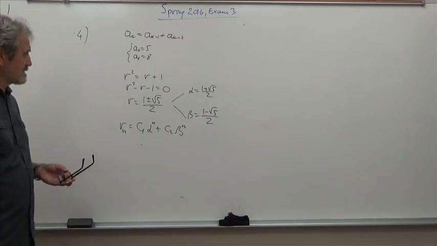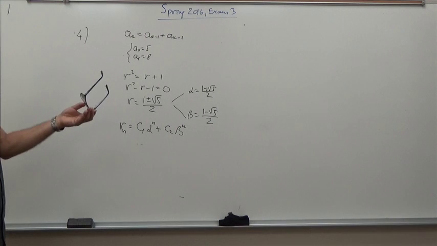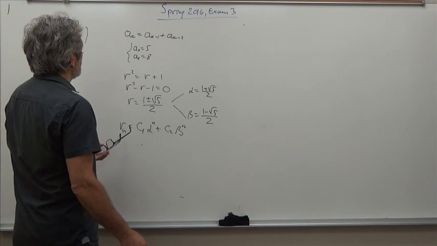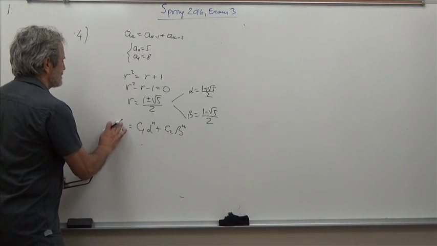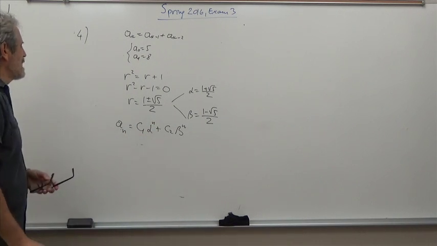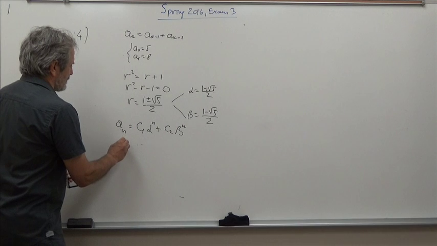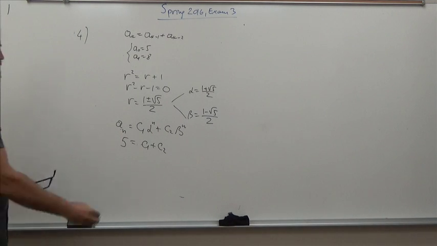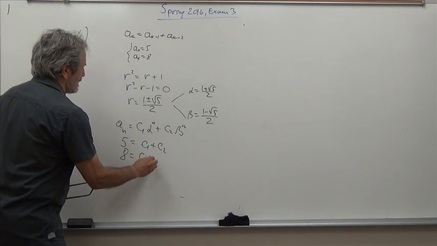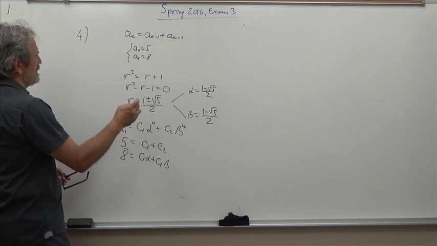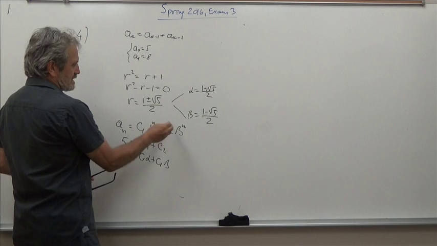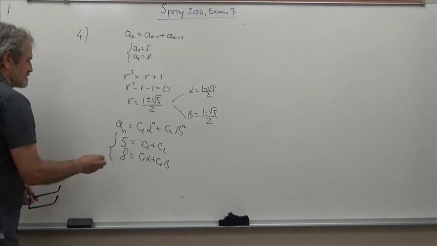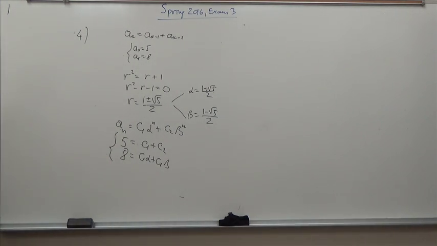For the same reason as in the lecture, I prefer alpha and beta because it's simpler writing. So what would that be? When I plug in, no, this is not R^n, it's A. These are R's. So A0, when I plug in 0, I get 5 equals C1 plus C2 because these are all to the 0. And then 8 equals C1 alpha plus C2 beta. Why? Because when I plug in n equals 1, I just get alpha and beta, and then A1 is 8. So generally I need to solve this system of equations.